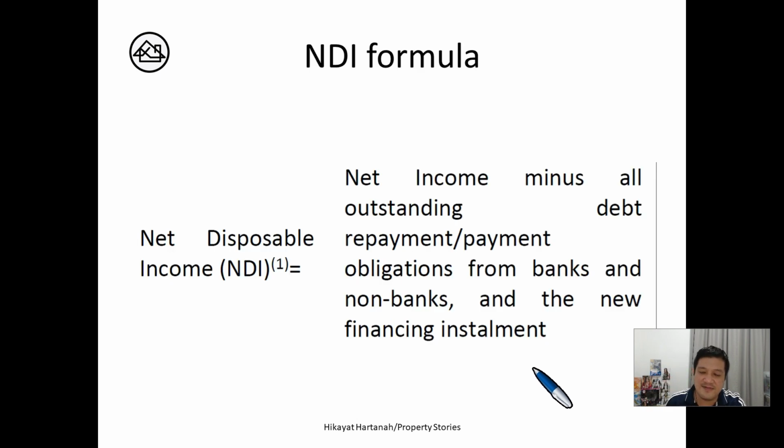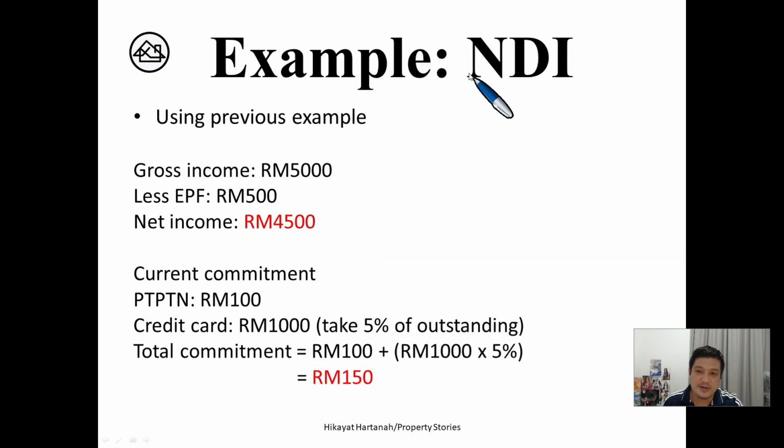So this is the formula for NDI. Now I've shared, it's net income minus everything. So now we're going to calculate NDI, using the same case as the previous example. Gross income is 5,000, less EPF, and net income is 4,500. The current commitment is 100. Credit card is 150 ringgit, taking 5%. The total commitment is here.